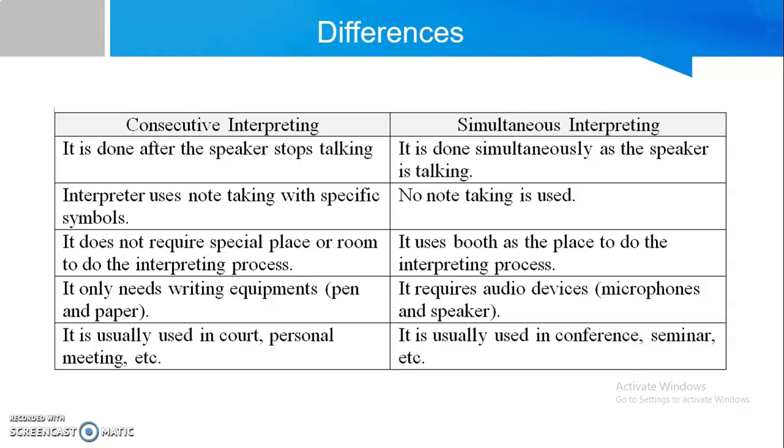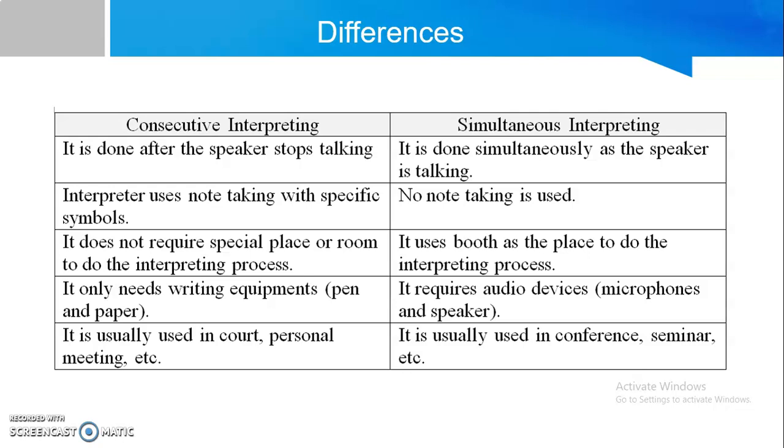And how about the equipment to do consecutive and simultaneous interpreting? In consecutive interpreting, the equipment is only pens and paper, and they are enough. But commonly in simultaneous interpreting, the interpreters require audio devices such as microphones and also speakers.